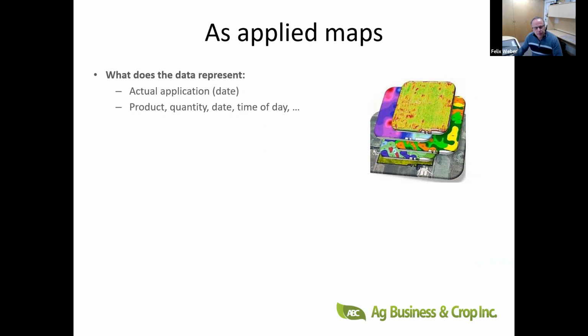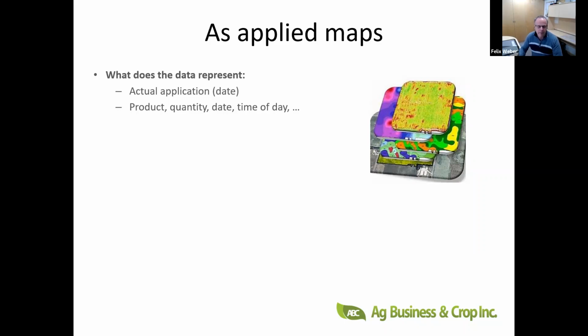I read a few weeks ago, from a survey that came back, that farmers would like to have the record keeping data automated as much as possible. As-applied maps are probably an easy way to automate the record keeping, because it's already in a digital format. But what's important with that is that you have all possible information behind it.